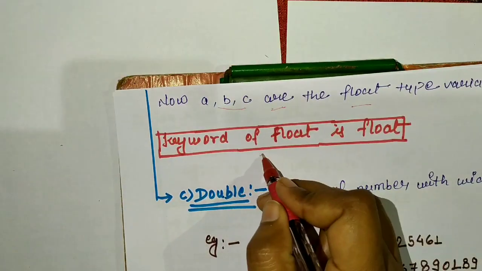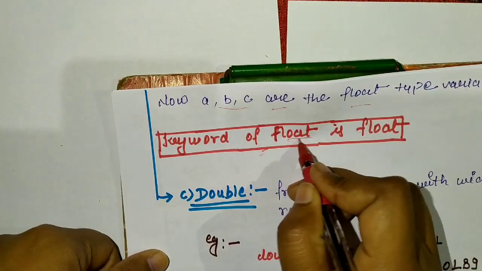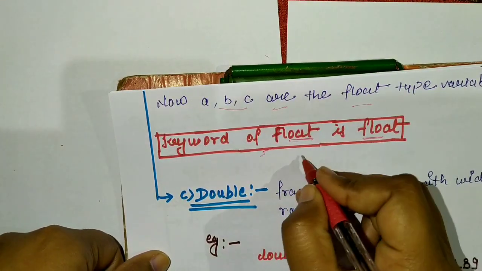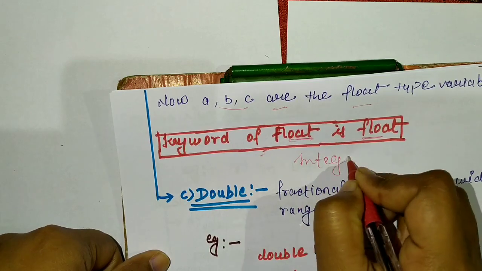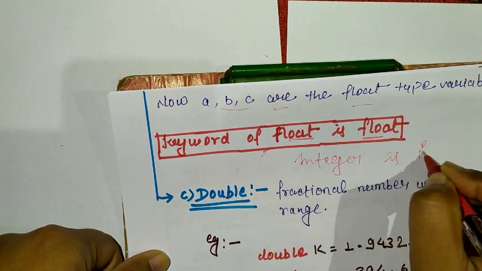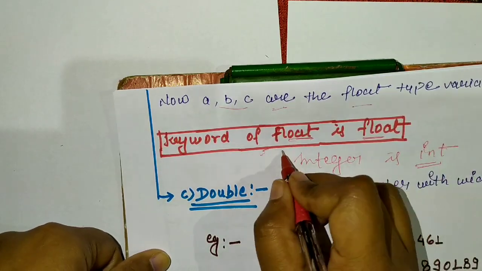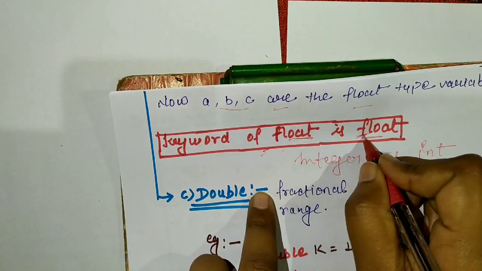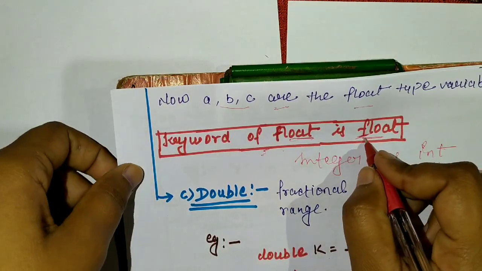So what is the keyword of float? The keyword of float is float, no change. The keyword of integer is int, but the keyword of float is float, in small letters. Here the F is a small letter.